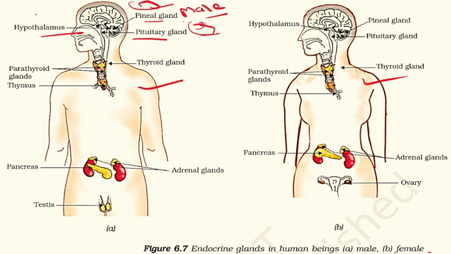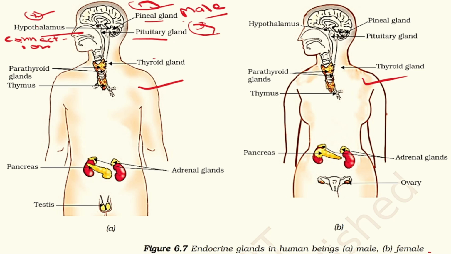Now, one more thing. This hypothalamus is a connection between nervous tissue and endocrine tissue. Hypothalamus connects nervous tissue and endocrine tissue. It contains both types of cells, nervous tissue cells as well as endocrine tissue cells. It regulates the endocrine system. It controls the endocrine system with the help of the nervous system.